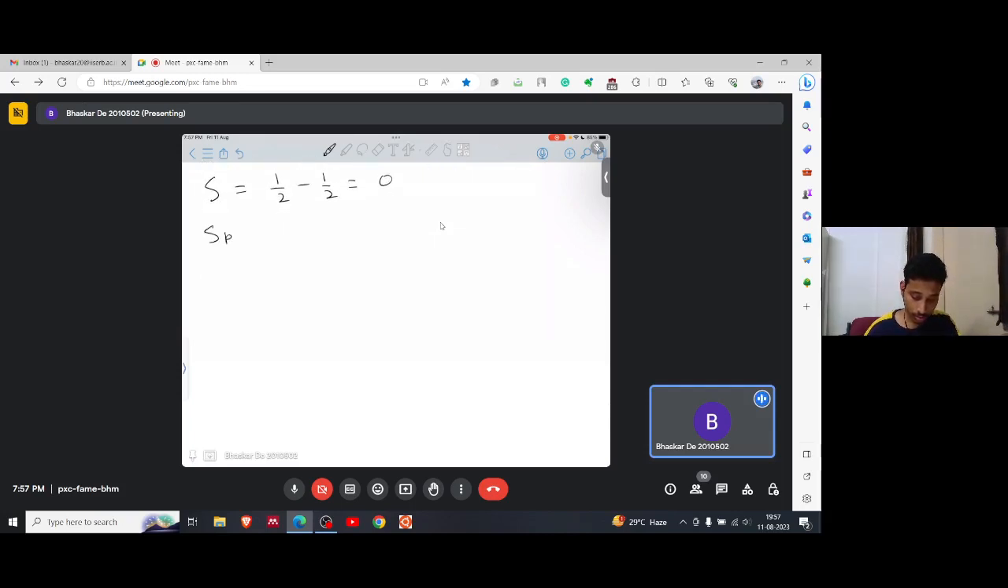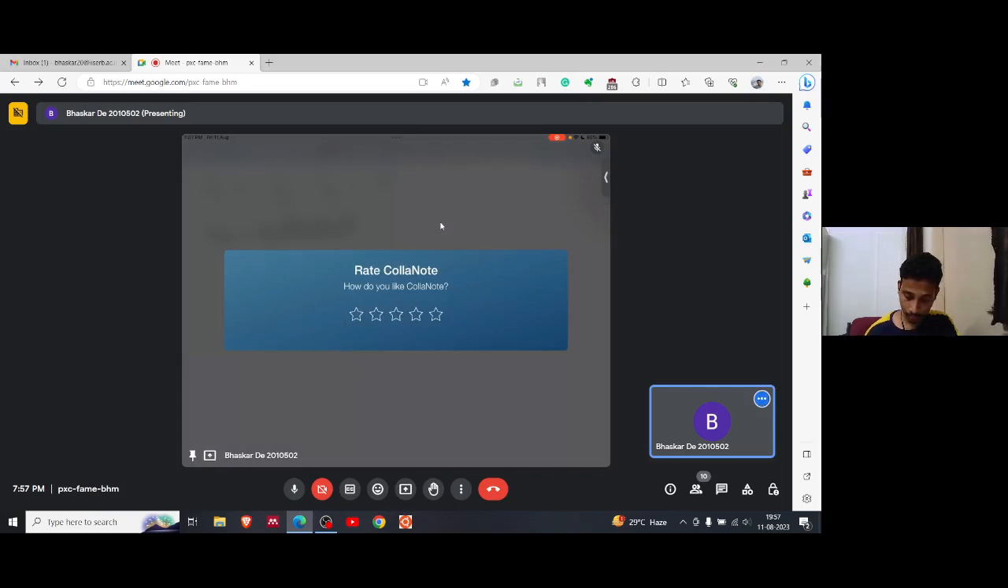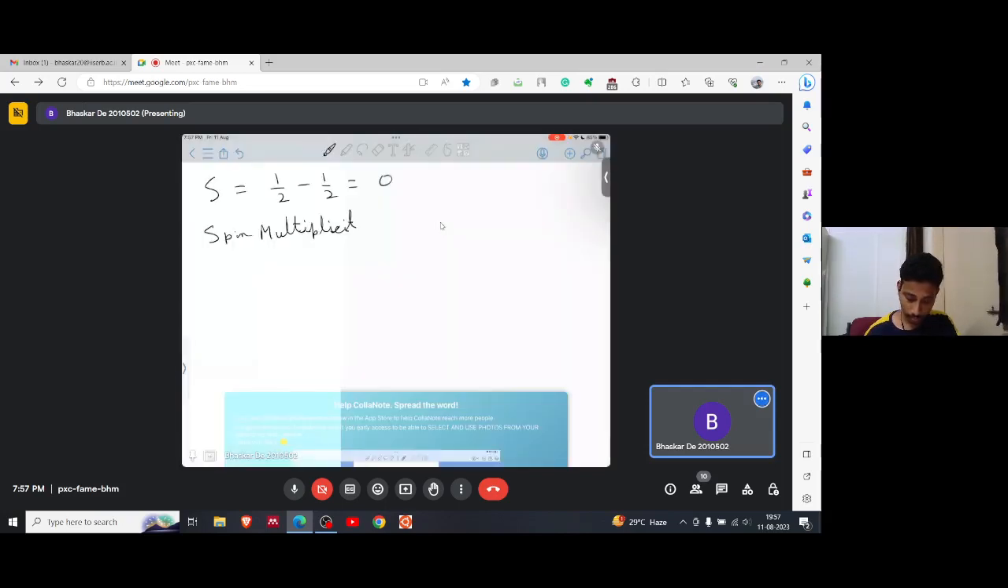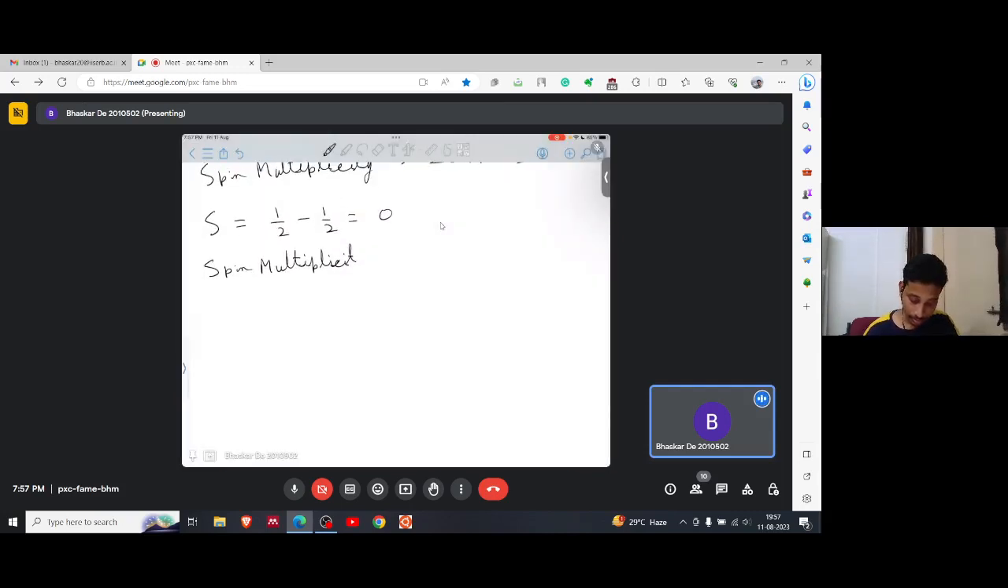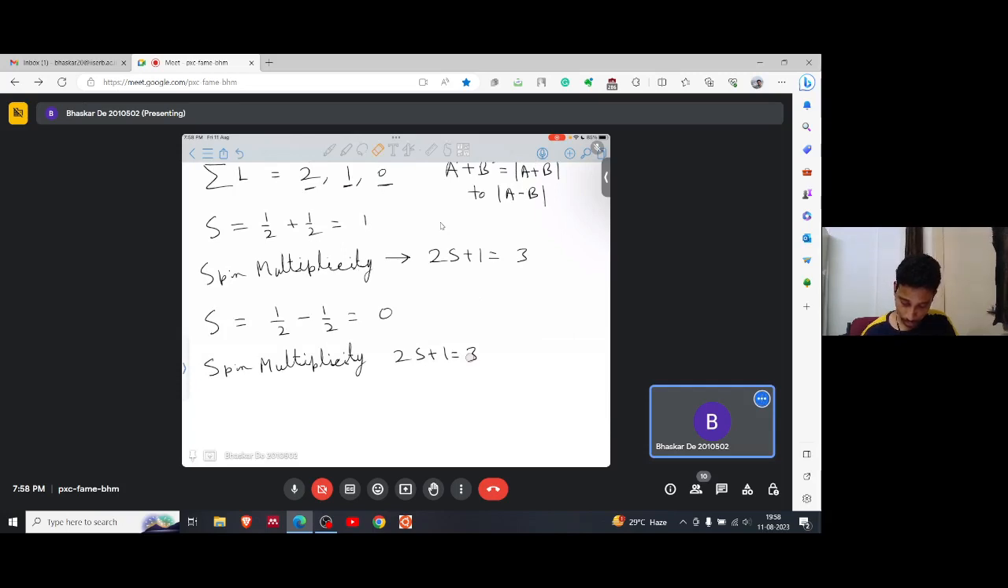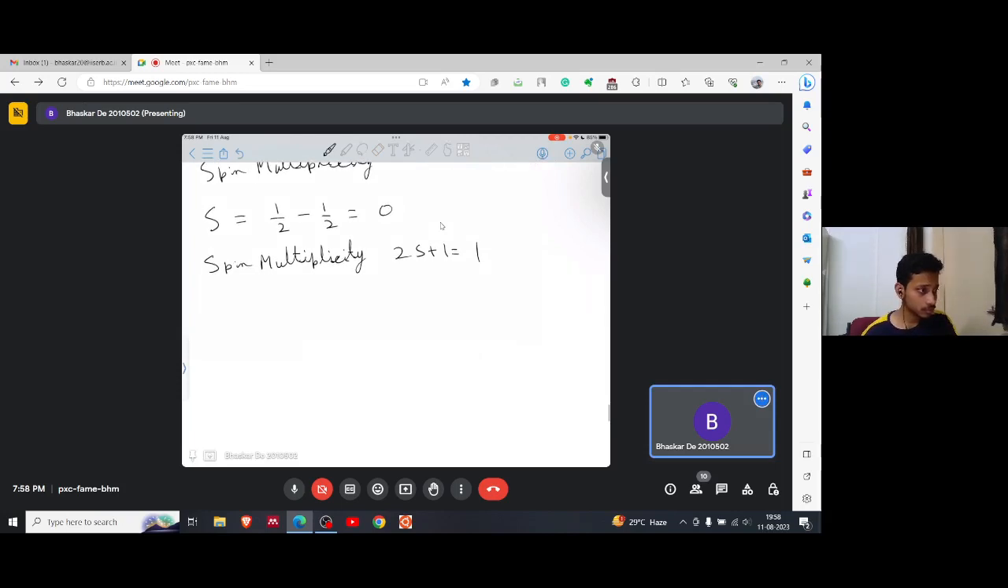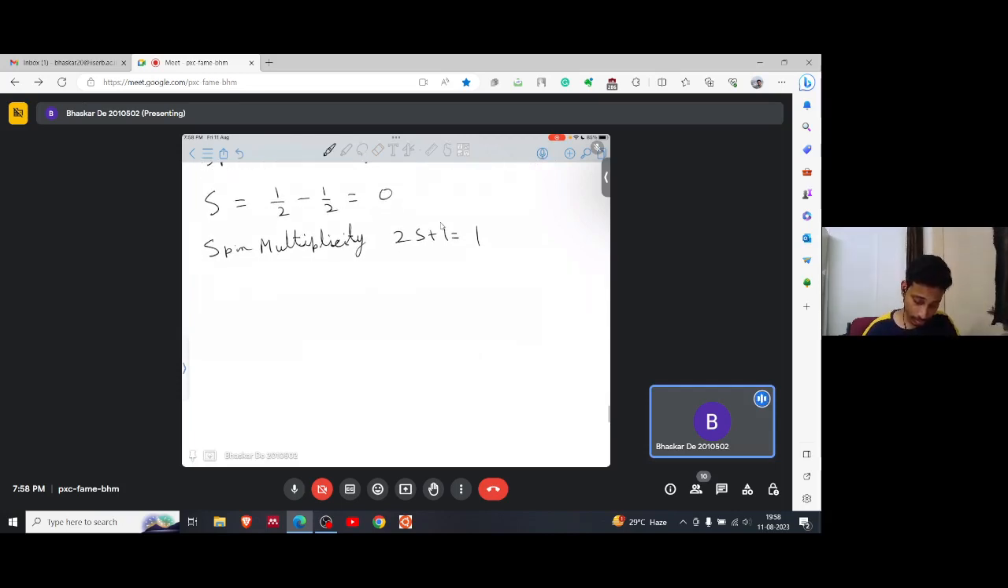So now the spin multiplicity, 2S plus 1, equals 3 for the first, and for the second 2S plus 1 will be 1. That's the term symbol.